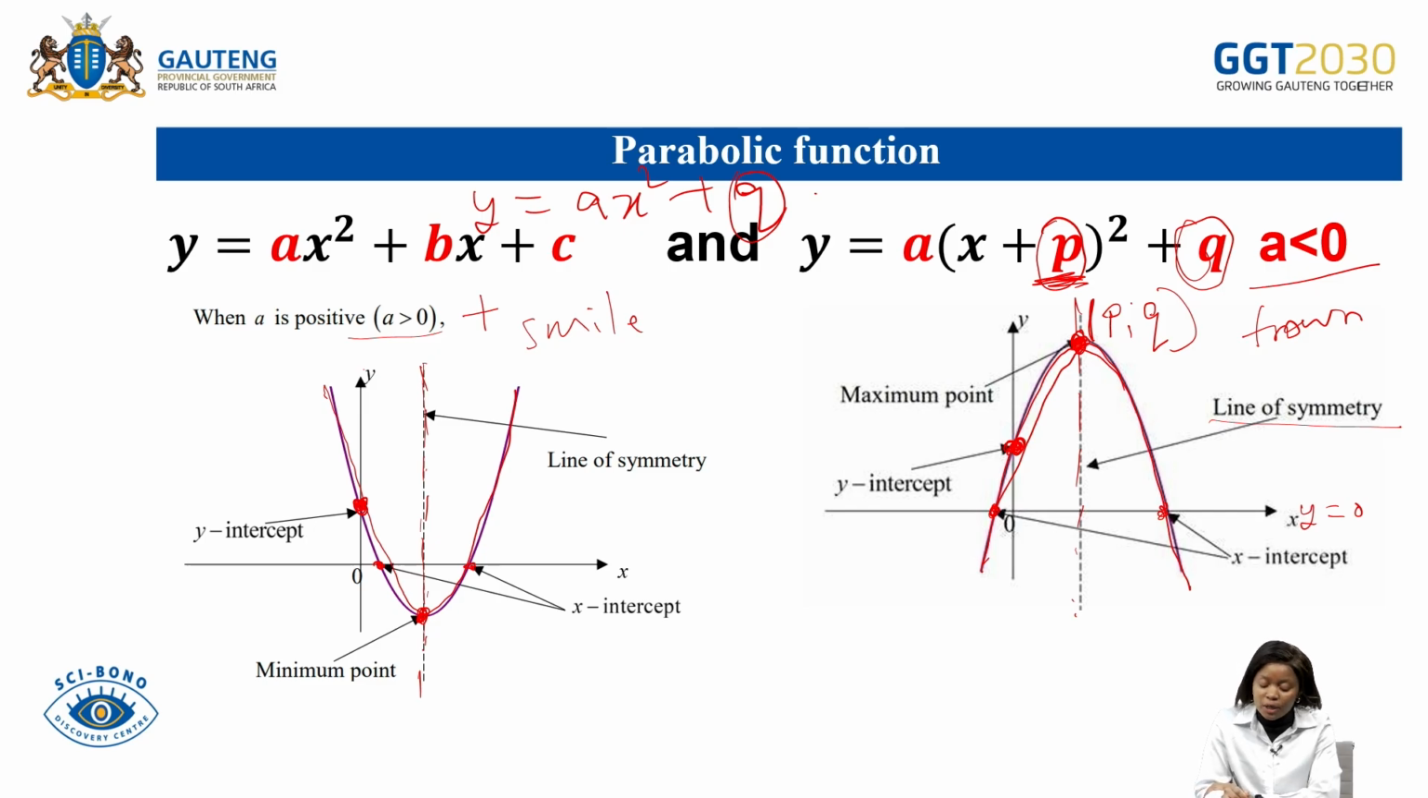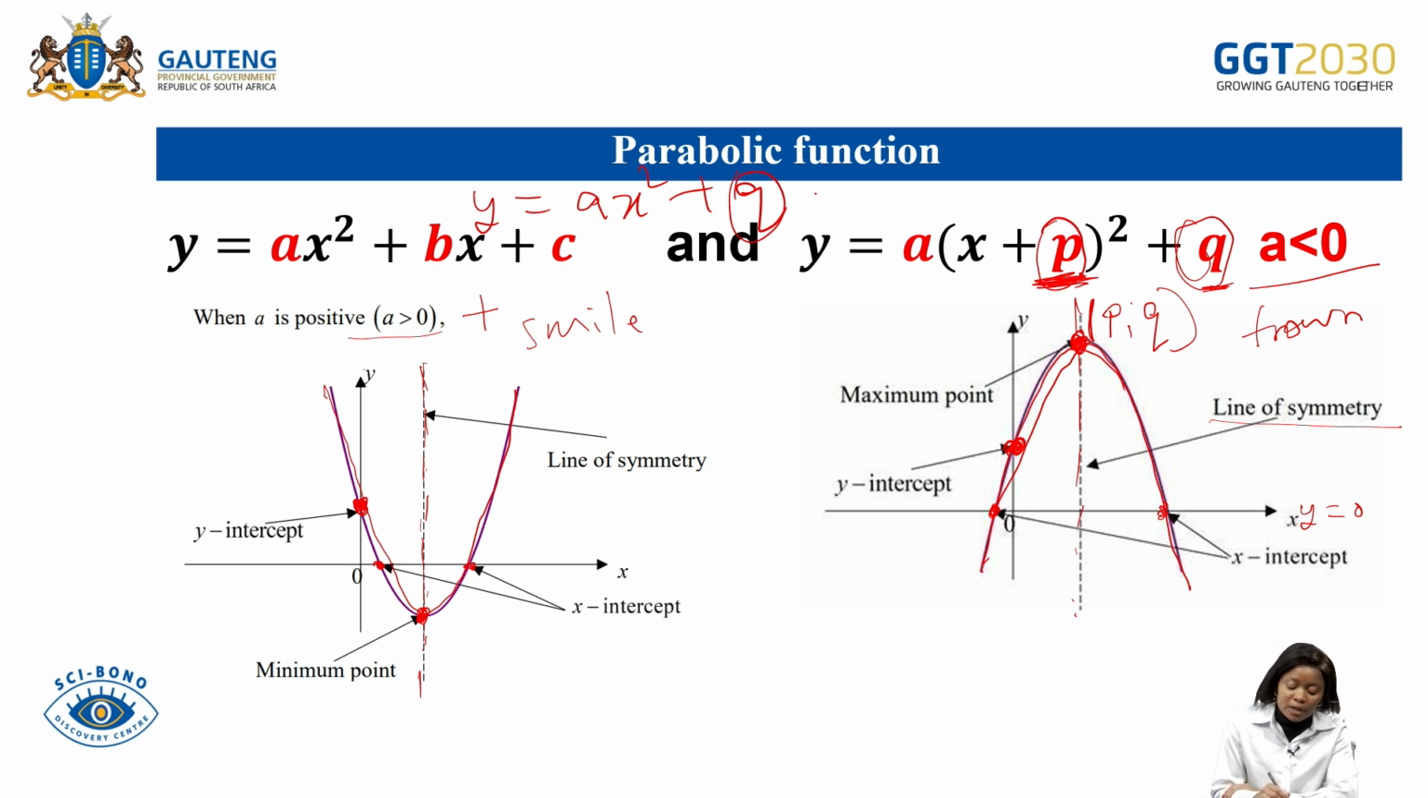If your graph is given as y equals a(x plus p) all squared plus q, then you need to know that p represents the value of x of the turning point, and q represents the value of y of the turning point.